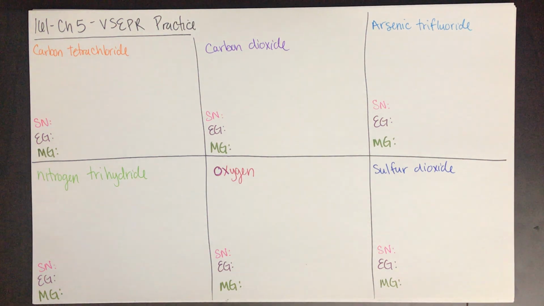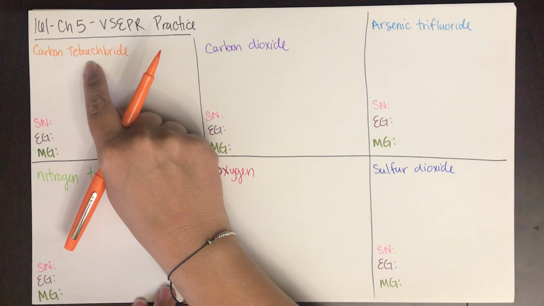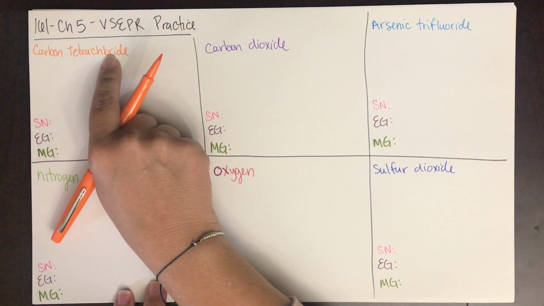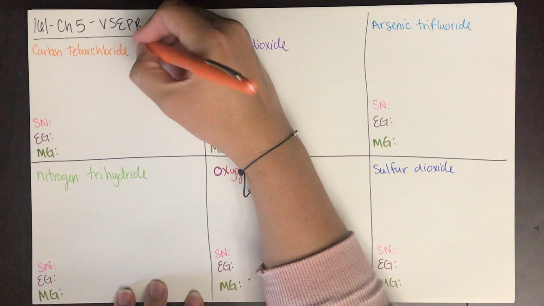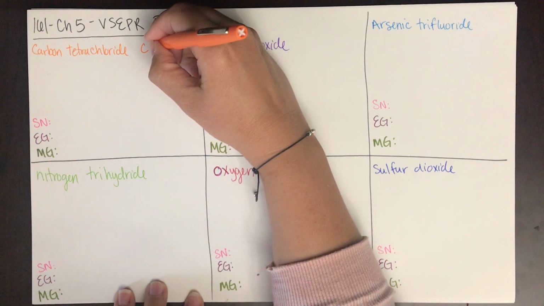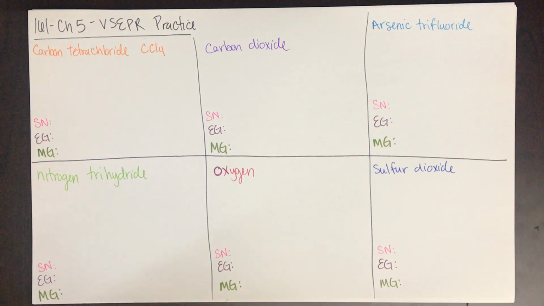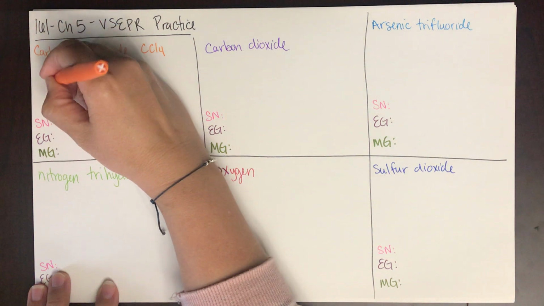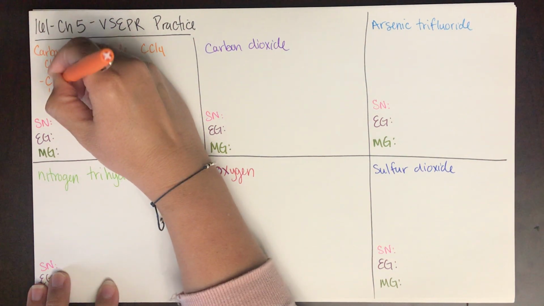Okay, so let's start with carbon tetrachloride. First thing is we need to understand that this is a covalent molecule between carbon and chlorine because these are both nonmetals, and we need to know how to write the formula correctly, because if we write the formula incorrectly, we'll get the wrong Lewis structure and all of this will be wrong. So carbon, tetra means 4, CCl4. The way I'm going to write this Lewis structure is I'm going to put the atom with the highest bonding capacity in the middle, which is carbon, and then I'm going to put the chlorines around.